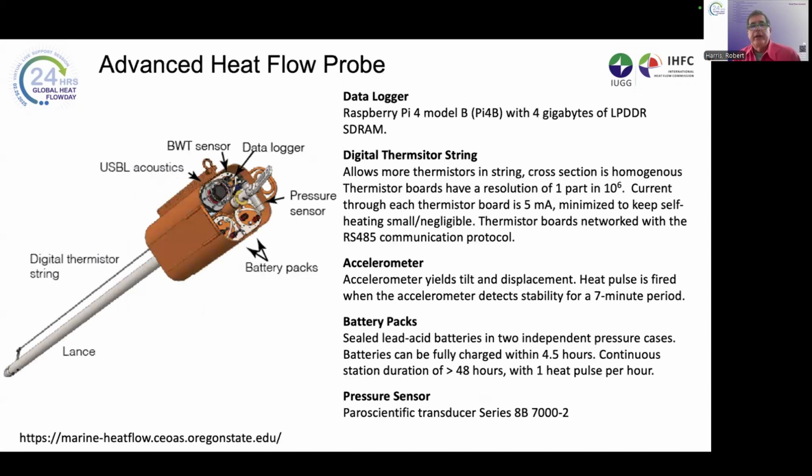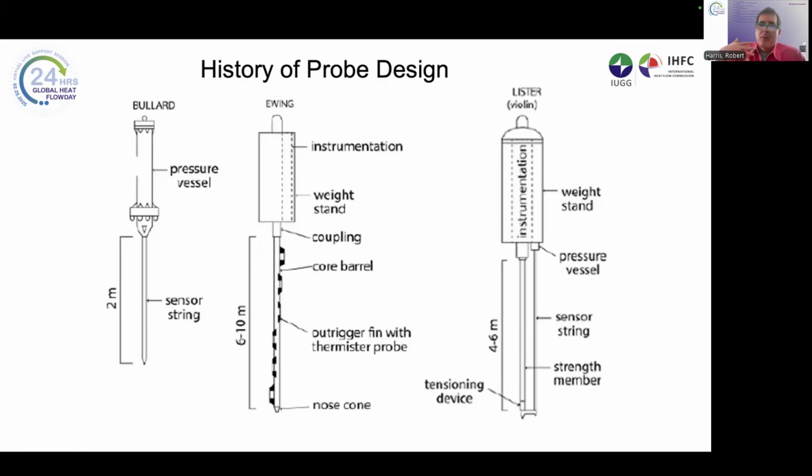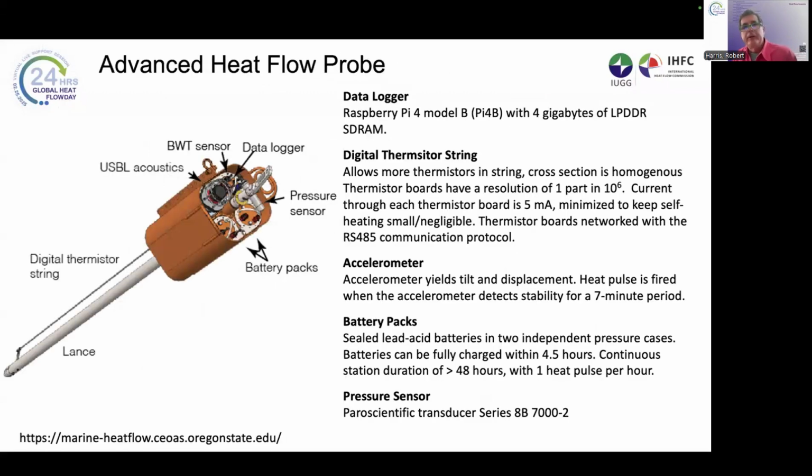This Lister probe is kind of based on 1980s electronics and technology. Over the past few years, we've been developing a new probe at Oregon State University. You can find more details at this website. But in general, the components include this lance, the strength member, so it's a violin bow probe, a digital thermistor string, so each thermistor is on a printed circuit board. I'll show that in a second.